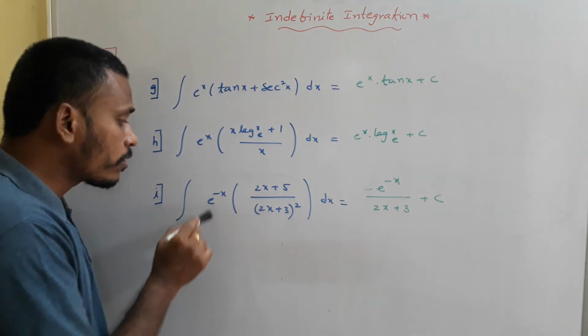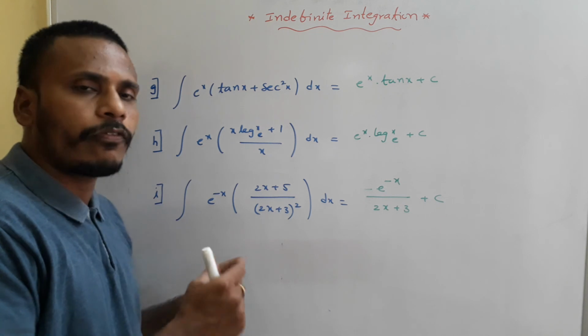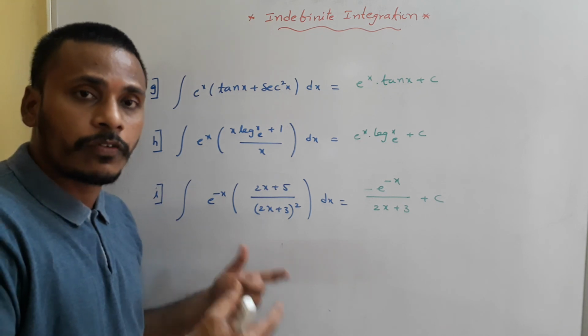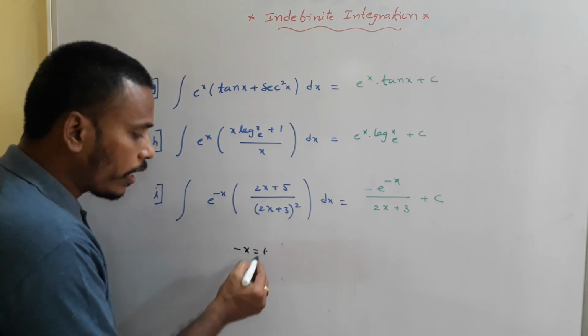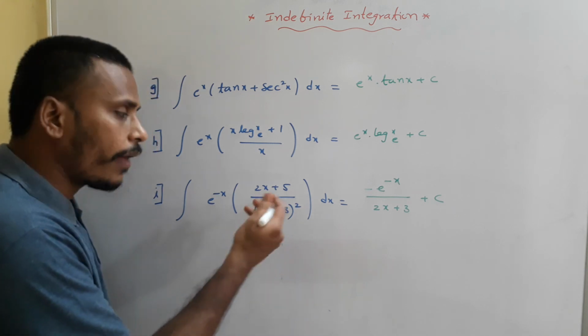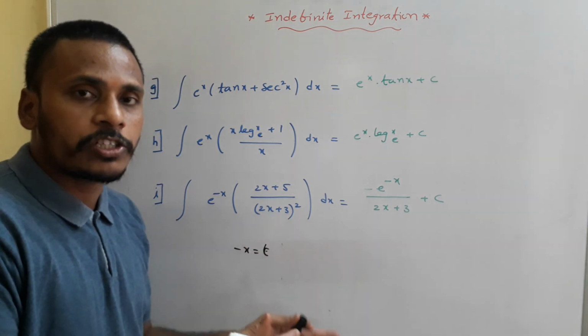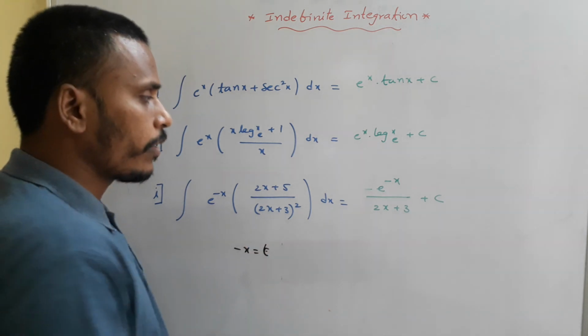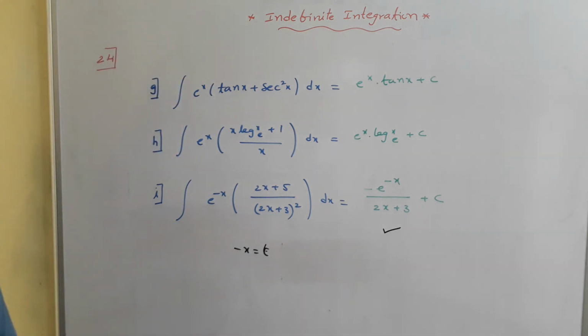Now for this problem, since e^(−x) is given, but we know the general formula is in terms of e^x, simply take −x equal to t, convert the problem in terms of t, and then convert it into the form e^t into a function and its derivative. Simplify, and then you are left with this answer. Okay, so this is the trick: the integral of e^x [f(x) + f′(x)] dx is e^x into f(x) plus c. That's it.